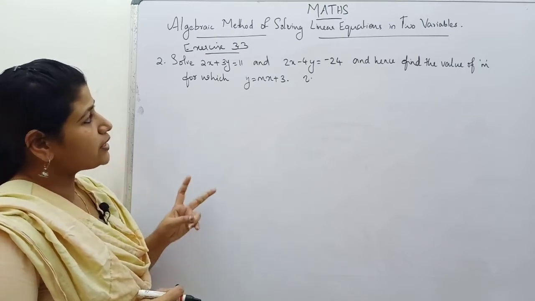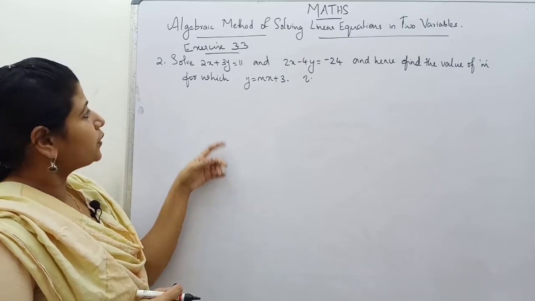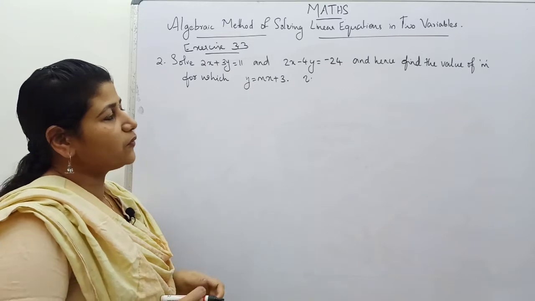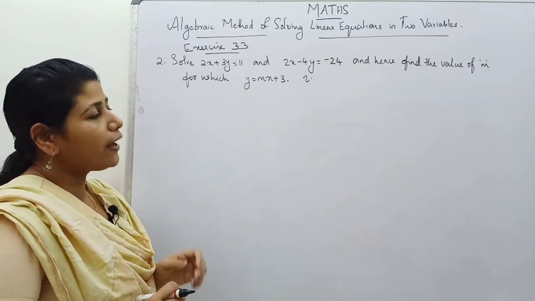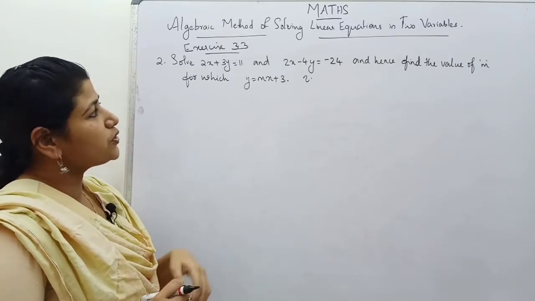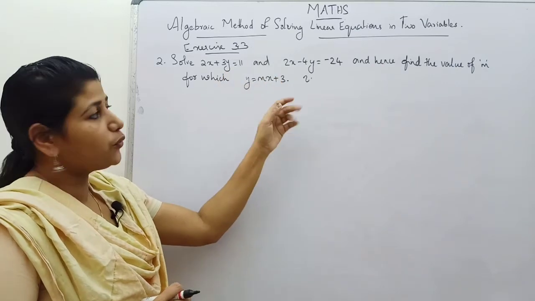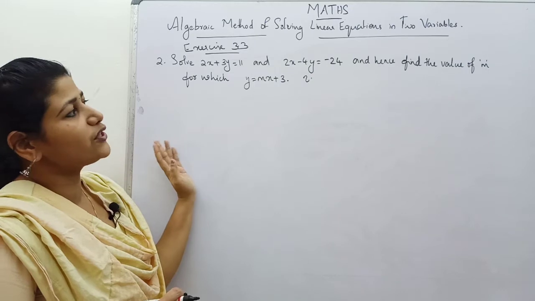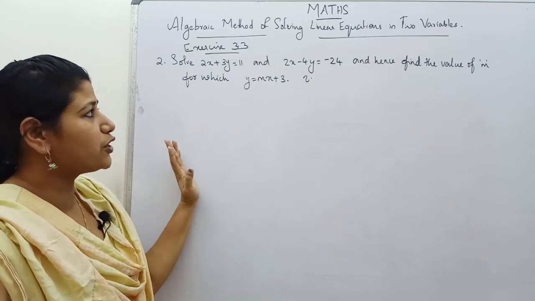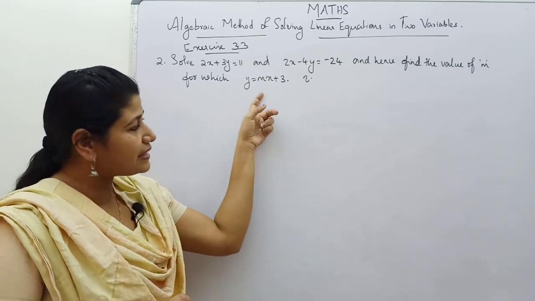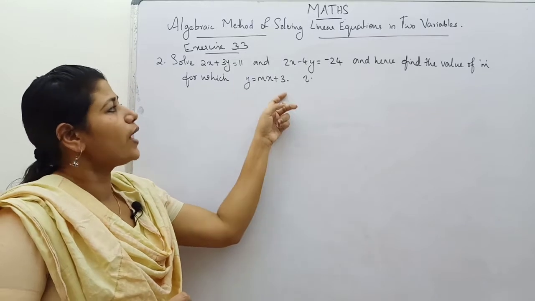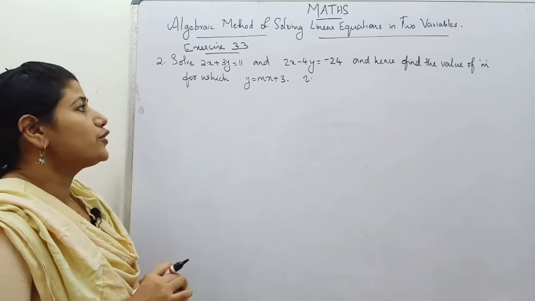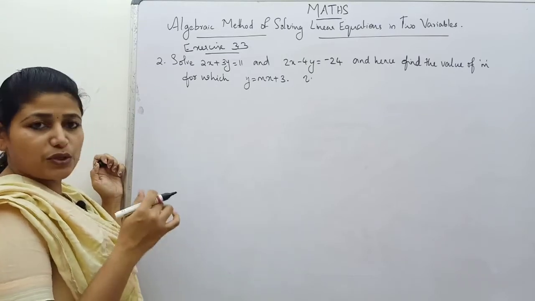Here you can see three equations. The first equation is 2x plus 3y equal to 11 and the second one is 2x minus 4y equal to negative 24. You have to find the solutions for these two lines, so you will get the values for x and y. After finding x and y, you have to substitute the values in this third equation and hence find the value of m. That we are going to do. Here also we are using the substitution method.